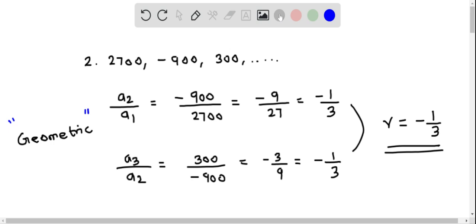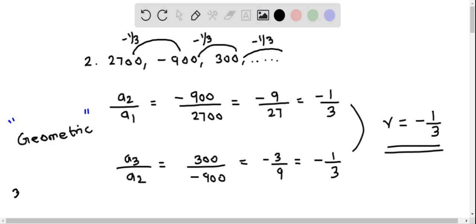Now let's determine the next two terms of this geometric sequence. Clearly, we can see that we obtain this negative 900 when you multiply this 2700 with negative one third. Or otherwise, we can say that if we divide this 2700 by negative 3, we get negative 900. And likewise, you multiply this negative 900 with negative one third, we get positive 300. So to obtain the next two terms of the sequence, we take this 300 and multiply with negative one third.